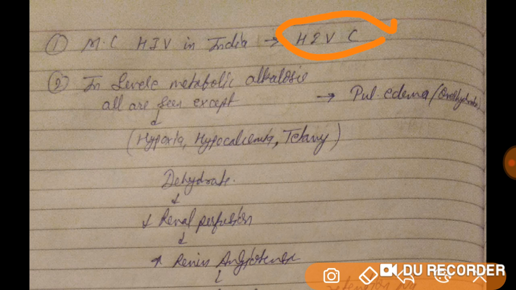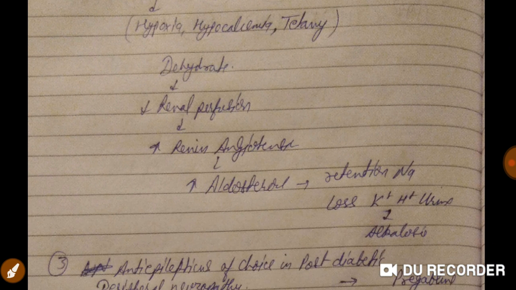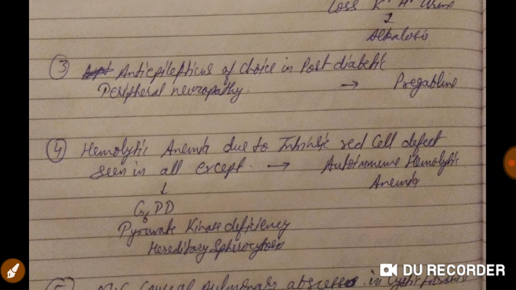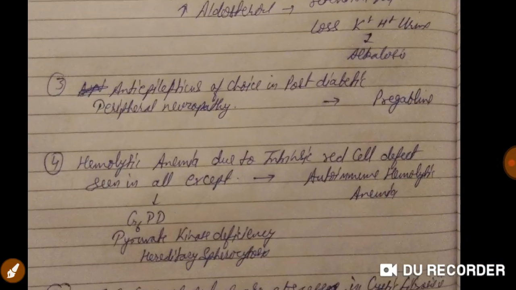Severe metabolic alkalosis is seen in all except: severe metabolic alkalosis is seen in hypoxia, hypocalcemia, tetany, but it is not seen in pulmonary edema. Why is this not seen in pulmonary edema? Because I will show you one mechanism here. If there is dehydration, renal perfusion decreases, renin-angiotensin increases, aldosterone increases. So aldosterone is responsible for retention of sodium and loss of potassium and H plus ion in urine. So it causes alkalosis in case of dehydration. So this is not a cause. I hope it's very much clear for you till here.